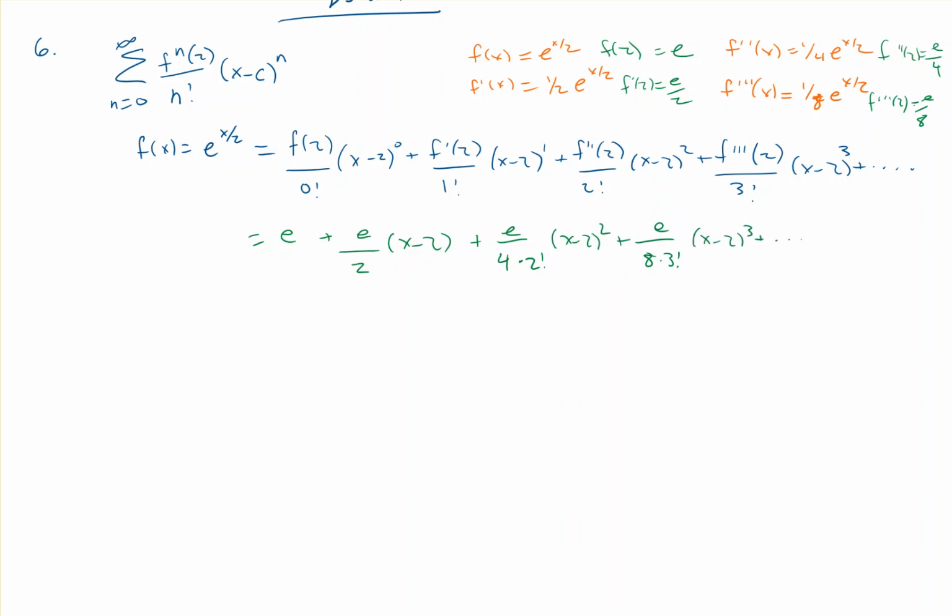Now, I think I'm seeing the pattern, right? I think the pattern is going to be, I'm going to have an e, I'm going to have 2 to the power of n times n factorial, times x minus 2 to the n. And that fits the pattern, right? E to the first, 2 to the first times 1 factorial. Yeah, it fits the pattern for all of these.